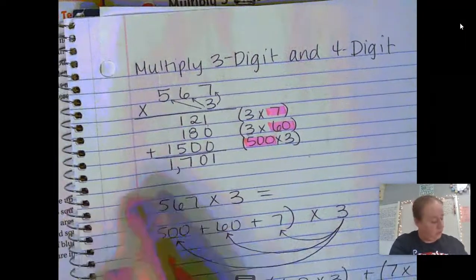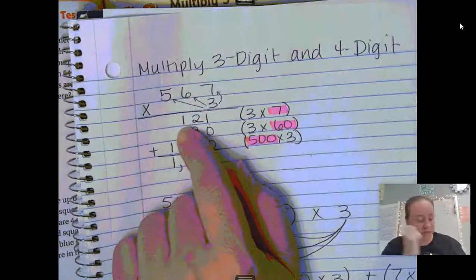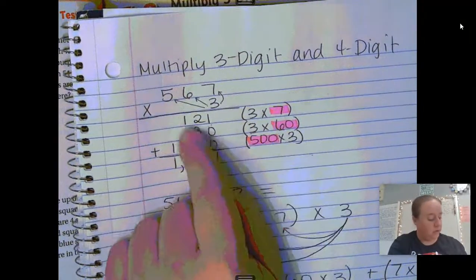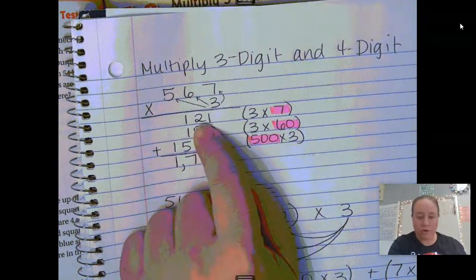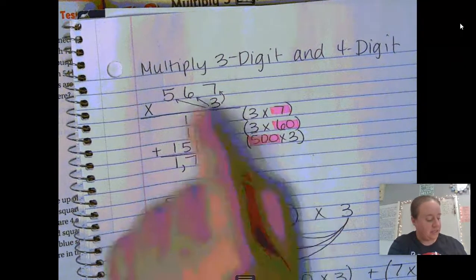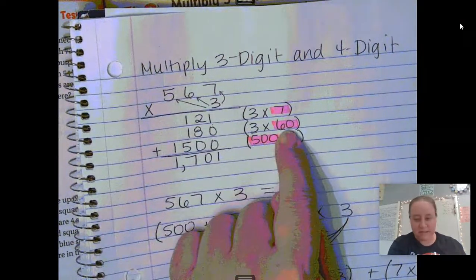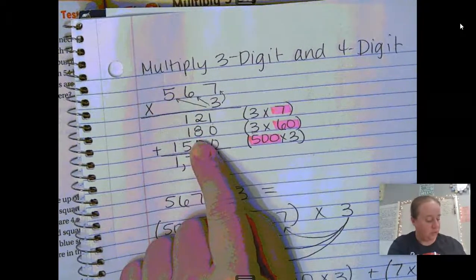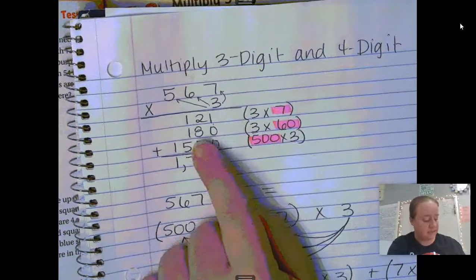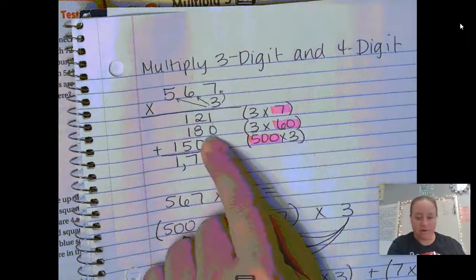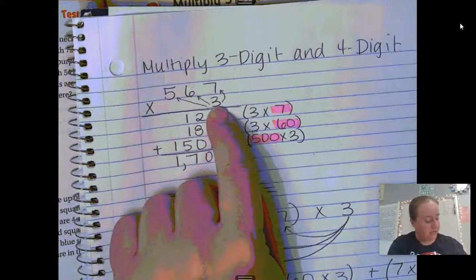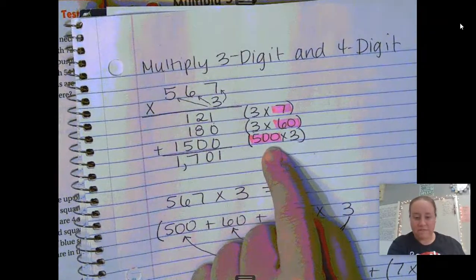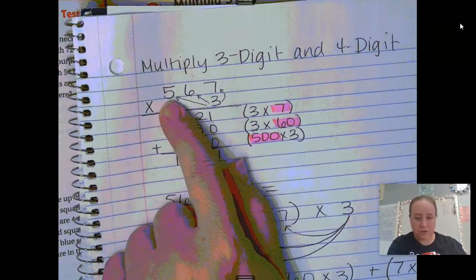And so here we set up our problem, 567 times 3. We took our 3, we did that distributive property, the 3 times 7, which is 21. We wrote our 21. Then we did the 3 times the 6, but we know it's not a 6 because it's in the tens place. So it's actually 60. So 3 times 60 is 180 because 3 times 6 is 18. We place that 0 there at the end. Then 3 times 5, we know it's not a 5, it's 500 because it's in the hundreds place.